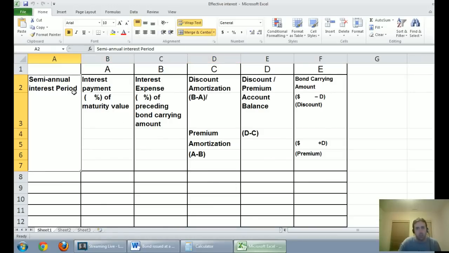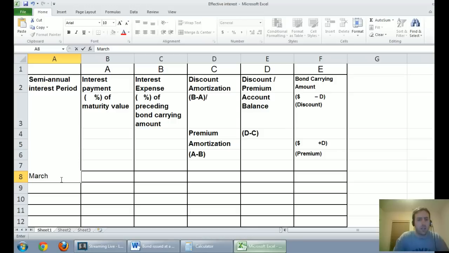I just give this to my students when they're on their exams. Maybe you'll have to memorize this or something similar. So the semi-annual interest payments: the date of issue was March 1st, 2012. Our first payment is September 1st, 2012. Then we make another payment March 1st, 2013, and September 1st, 2013.